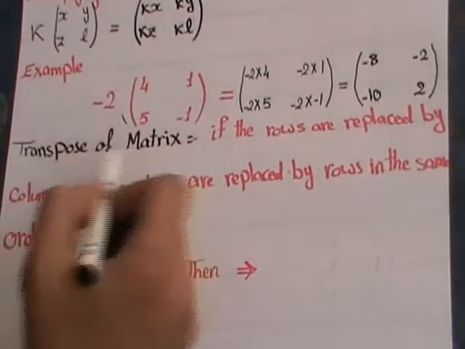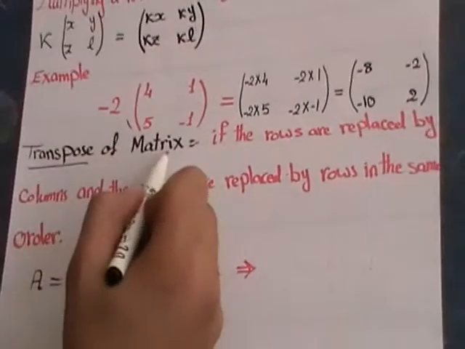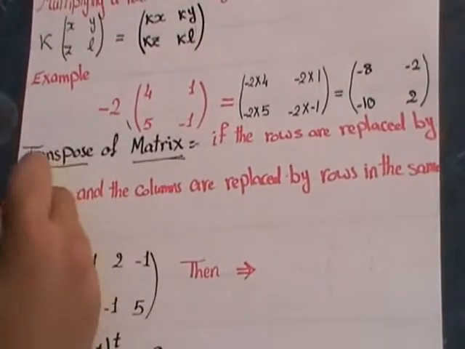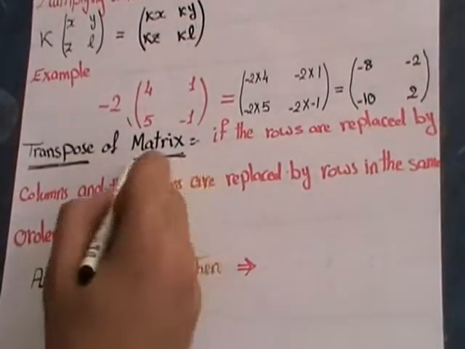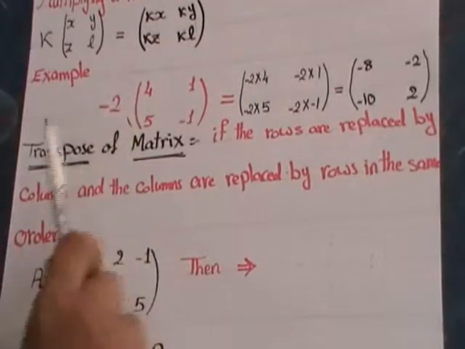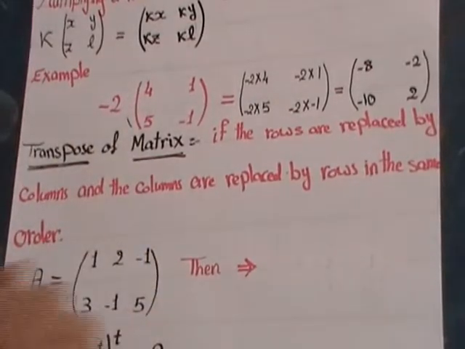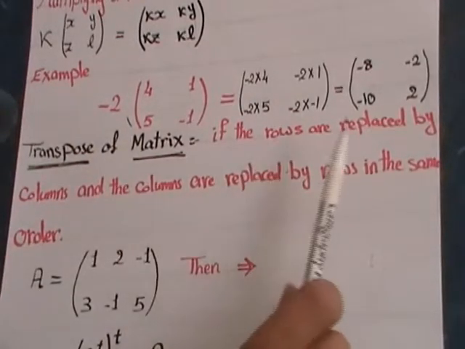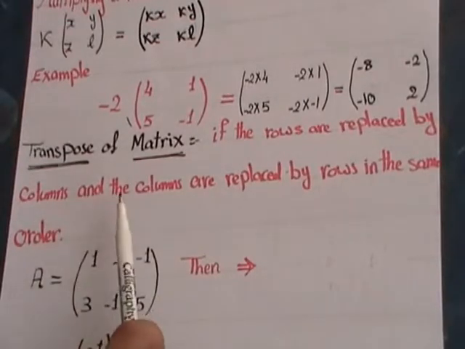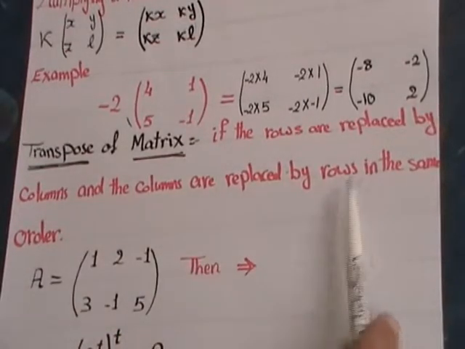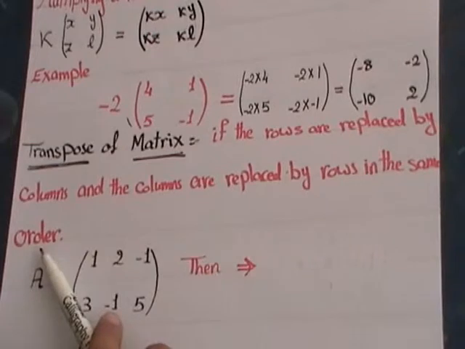We're going to the transpose of the matrix. What is meant by the transpose of the matrix? It is when the rows are replaced by columns and the columns are replaced by rows in the same order.